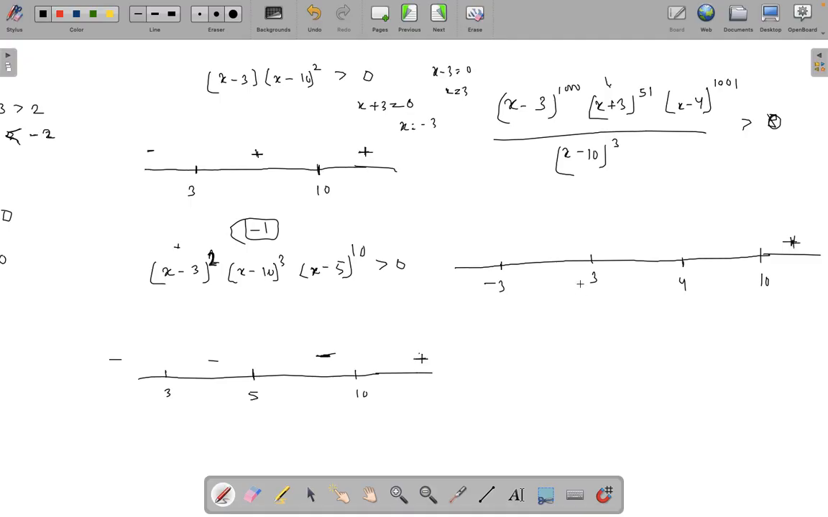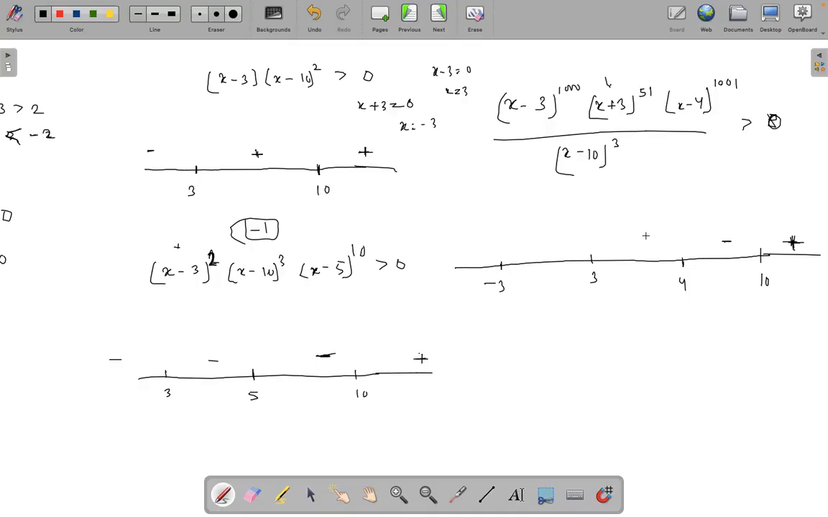So between 4 and 10, it will be negative because the denominator will be negative, because this is odd, right? So it will change sign. Now there's nothing between 3 and 4, right? So what can we do? If we go below 4, we have 3, and you have decimal values.